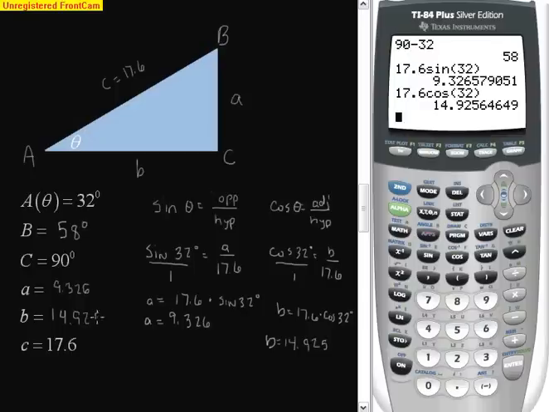And one thing that's always good is you want to check to make sure that the smallest angle yields the smallest side across from it. So 32 degrees is my smallest angle. That should mean that side a is the smallest, which is 9.326. Likewise, we would assume that the biggest angle, 90 degrees, with the hypotenuse right across from it, should have the biggest side, which it does. So there's a quick example using SOH-CAH-TOA to solve for all parts of the triangle.